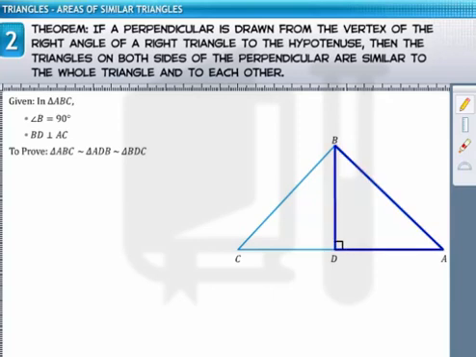In triangles ADB and ABC, angle A is common. Similarly, angle ADB is equal to angle ABC, as both are 90 degrees.